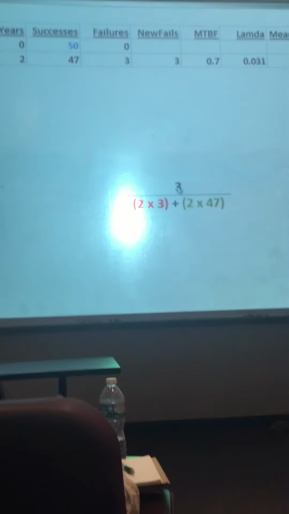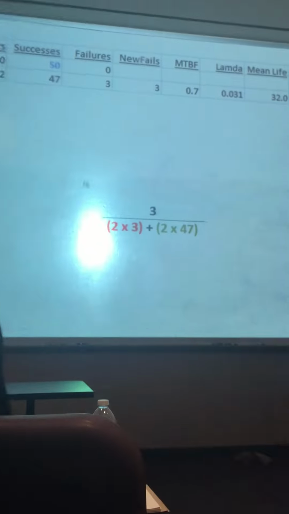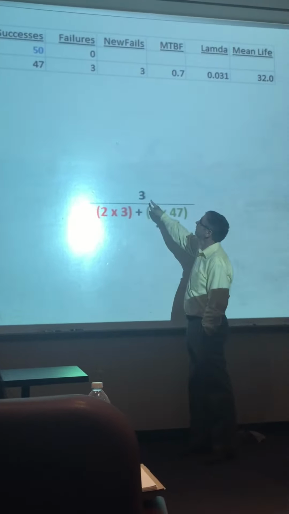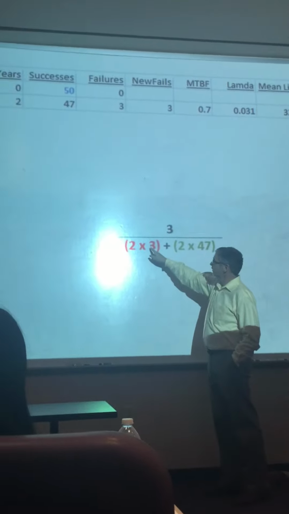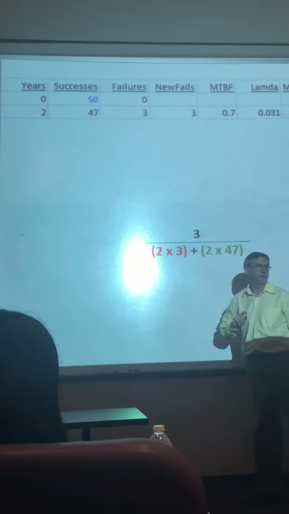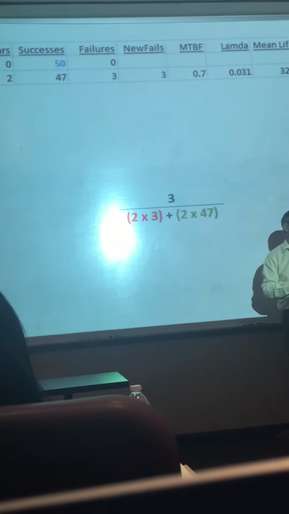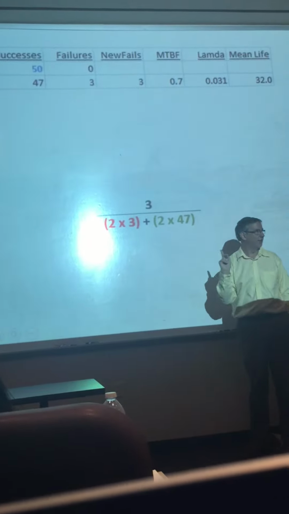Remember, the 3 is the number of failures over the time you've been testing. That's the formula we had several pages ago. So at this point, in 2 years, I've had 3 failures, correct? Those 3 failures were tested for 2 years. The other 47 have also been tested for 2 years. So I could have done 2 times 50, but you'll see in a minute why I don't do that.